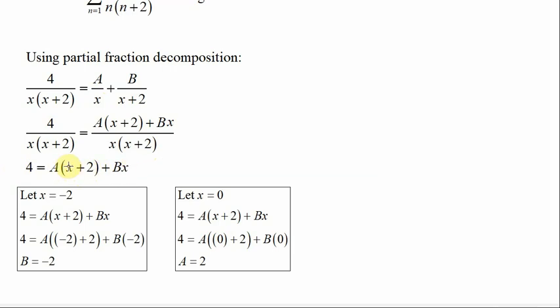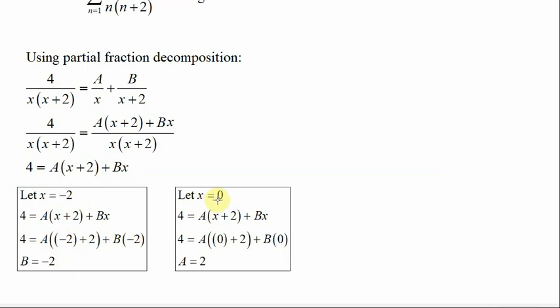So what we want to do is pick an x that will make one of these factors 0. First, let x be negative 2. In the place of x, we have negative 2, and this part here we get 0. And here we get negative 2b, and that is equal to 4. And so b would be negative 2.